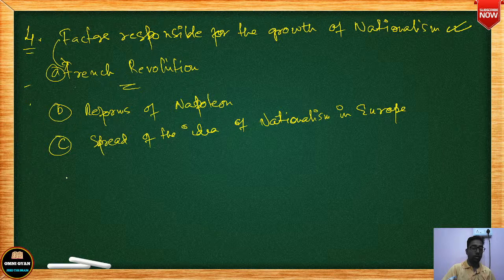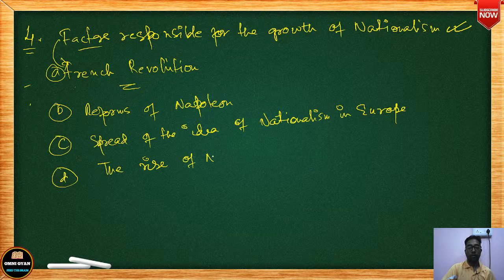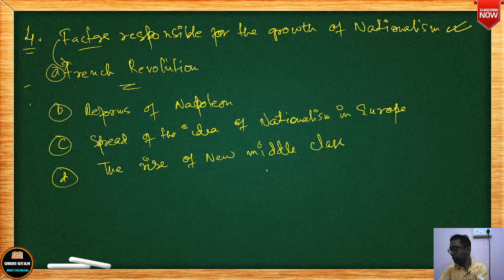Then point number 4. The rise of new middle class. Under factors responsible for the growth of nationalism, the rise of new middle class. All right. The rise of new middle class. Okay.